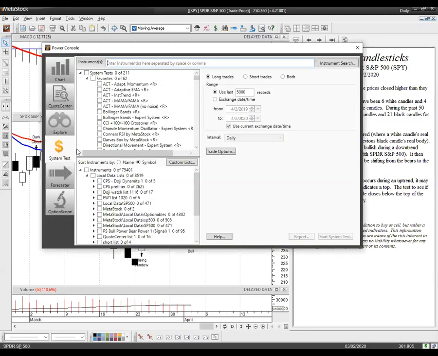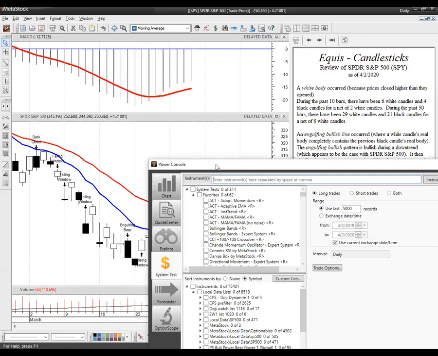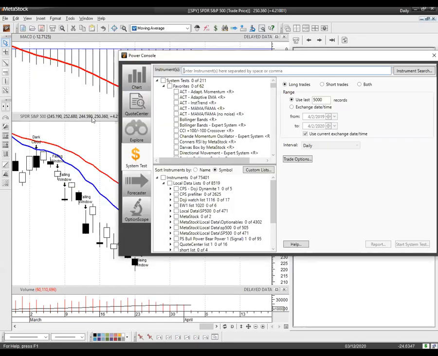So I'm going to come in here. This is what we call our power console. I'll just go through the tools real quick. This is charting, where you get to the charting and the expert advisor. Quote center is like a quote screen, really. This is our scanner. I use scanning almost every day, especially when I'm looking for a trade. Scanning is a really cool capability. This is our system tester. This is our patent-pending forecaster. It's also cool, but looking at the time, I probably won't have time to talk about it. And then an option viewer.